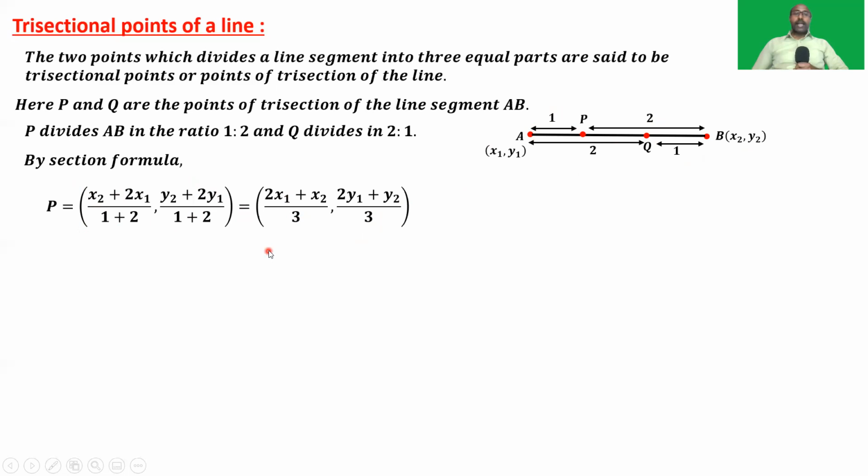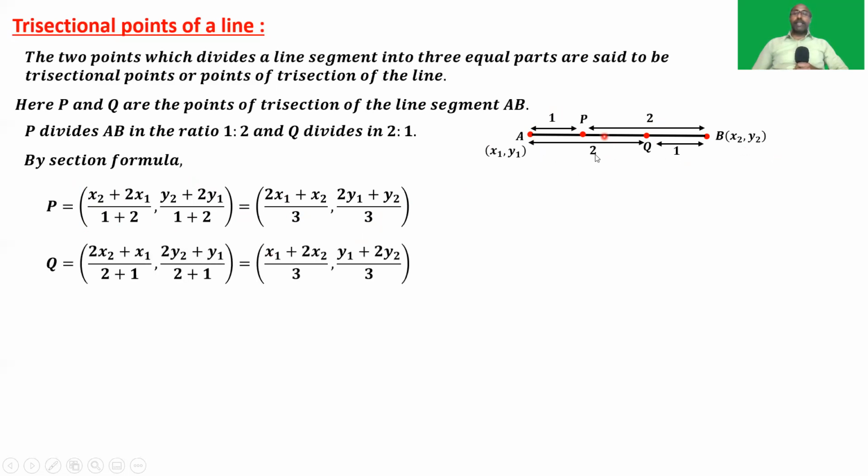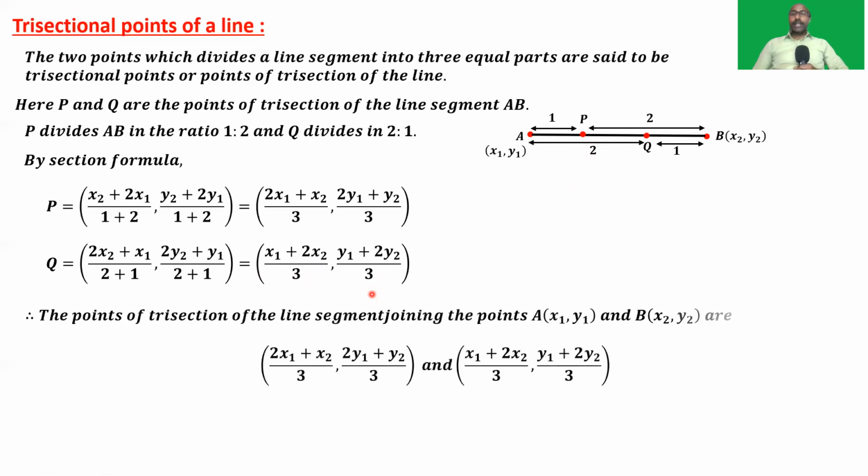And also the second trisectional point, which divides AB in the ratio 2:1, is x1 plus 2x2 by 3 and y1 plus 2y2 by 3. So the points of trisection of the line segment joining A(x1, y1) and B(x2, y2) are 2x1 plus x2 by 3, comma, 2y1 plus y2 by 3 and x1 plus 2x2 by 3, comma, y1 plus 2y2 by 3. These are the trisectional points of AB.